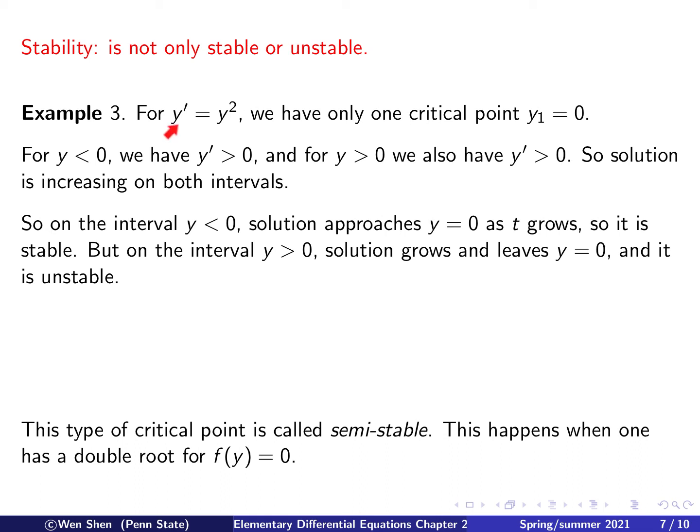Okay, so the equation is y prime equals y squared. And we see that there's only one critical point, that's 0. And then let's analyze. If y is less than 0, y prime is bigger than 0, so the function will increase. But for y bigger than 0, we also have y prime bigger than 0. The solution also increases. So the solution will be increasing on both intervals, left and right of 0. We can quickly sketch it.